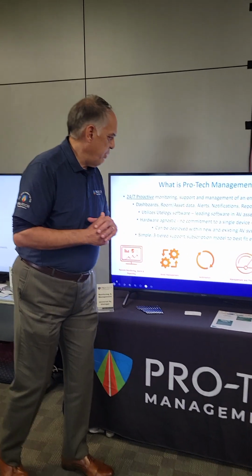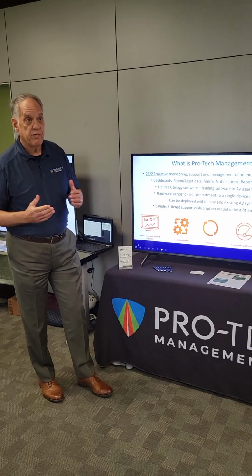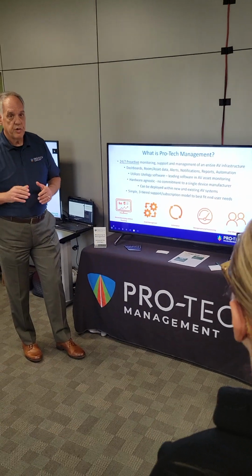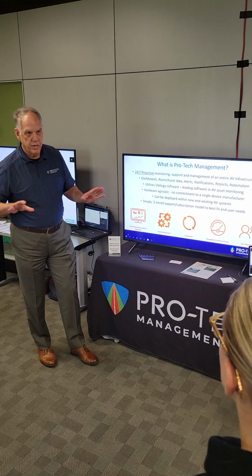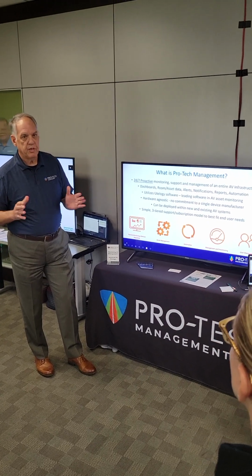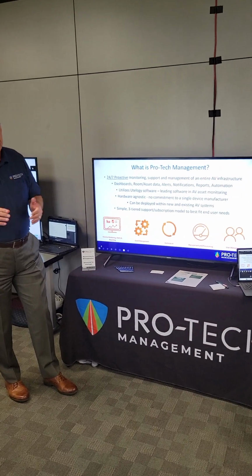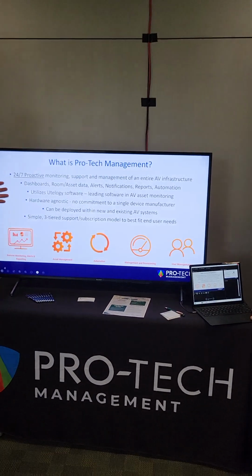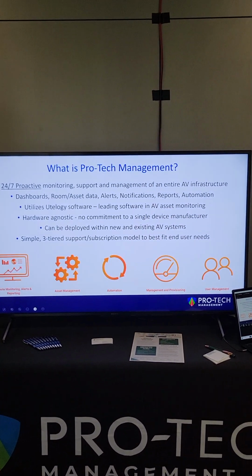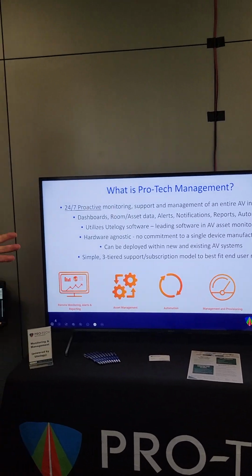So then you know ahead of time, and then you fix the issues ahead of time. So basically what we're talking about here is 24/7 proactive monitoring, watching your devices in all of your conference rooms across your AV infrastructure. Could be in multiple locations all across the US. We have dashboards, data, alerts, reports that you can get from the software, including things like room usage, power consumption, which devices are giving you the most alerts and problems. All kinds of data is available through the Utility software.